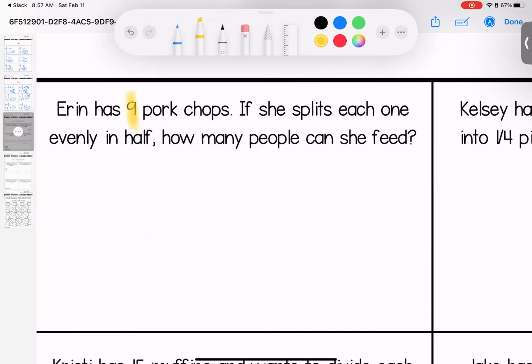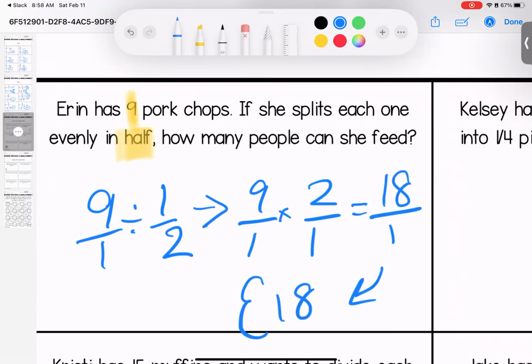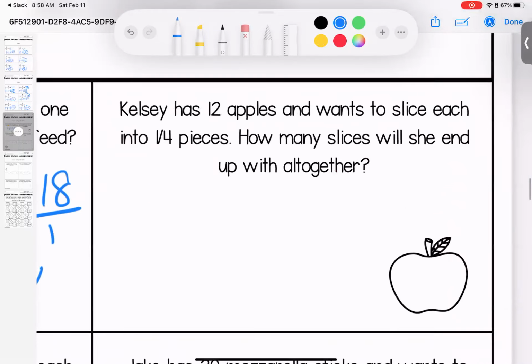9 pork chops. If she splits each one evenly in half, how many people can she feed? So 9 chops, cutting them in half. Dividing them in half. Looks like this. Keep, change, flip, 18 over 1, or whole number 18.